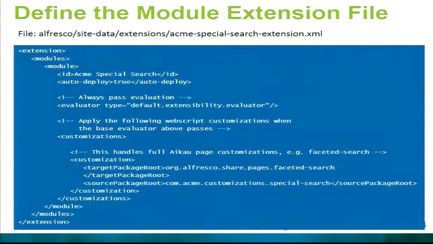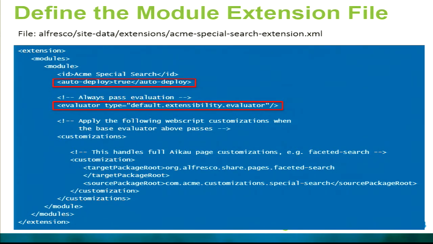Okay, so the module extension file that you put in for the project that we're working on, the thing that goes in the site data directory, has a couple of interesting parts to it. This one is set up so that it will auto-deploy. As soon as this file is found by Alfresco, it will take the code that's referenced and automatically deploy it into the Alfresco stack.